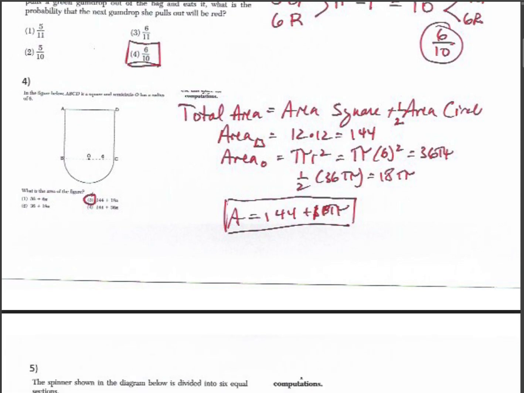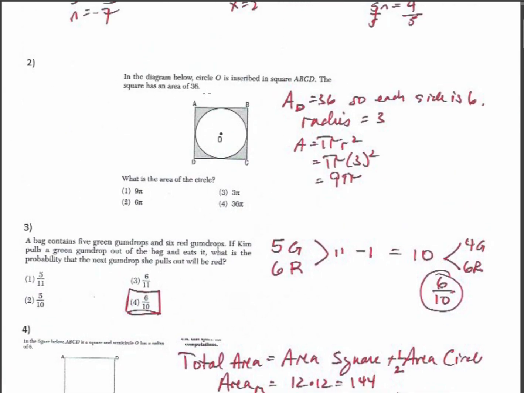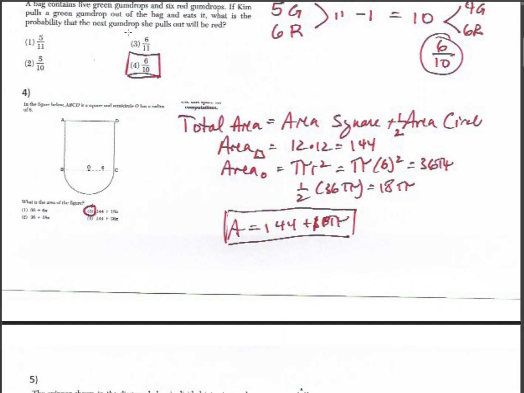Number 4 is similar to some of the concepts in number 2, but now you want to find the area of this entire figure. Again, it's a square and a circle. If the radius of the circle is 6, then the side of the square is 12, because the side of the square equals the diameter, which is double the radius. So the area of the square is going to be 12 times 12, which is 144. And then we're not going to do the whole area of the circle.